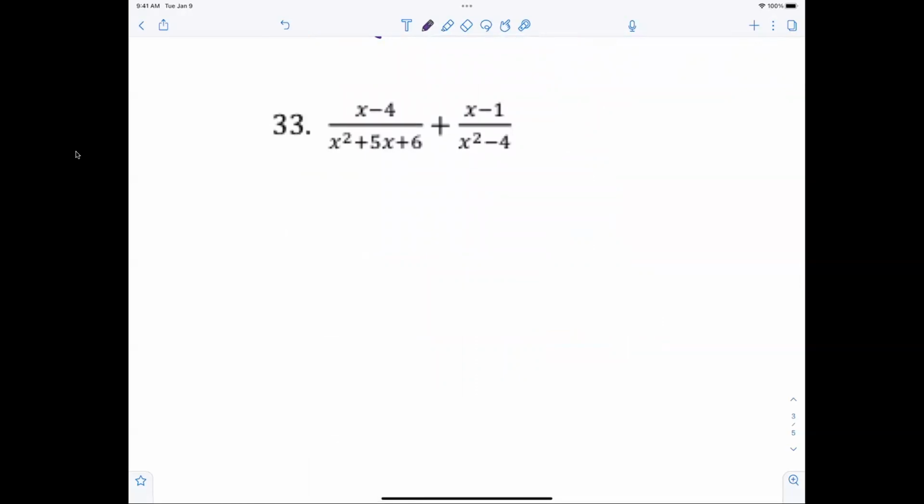We got to do factoring. So come on, everybody, factor the bottom of 33, the bottom of the fraction on the left and the bottom of the fraction on the right. Factor those real quick, 30 seconds.